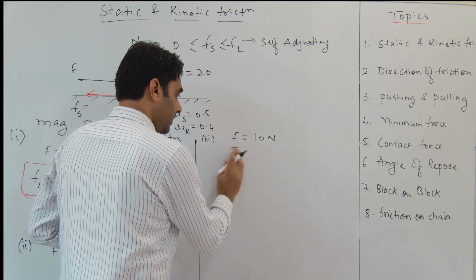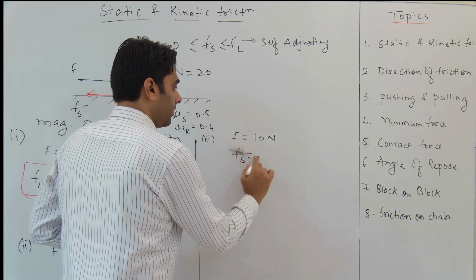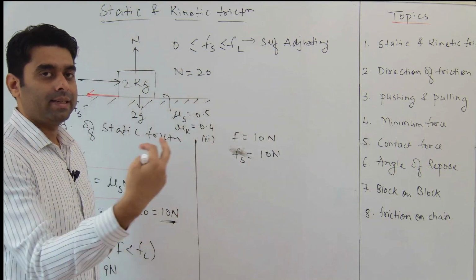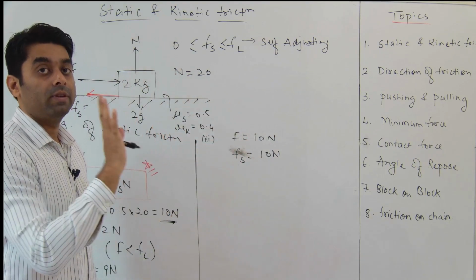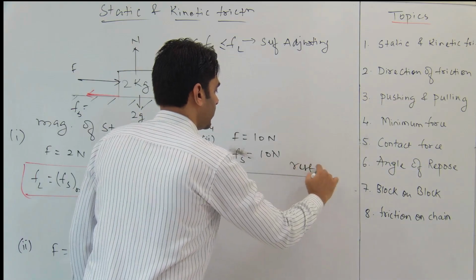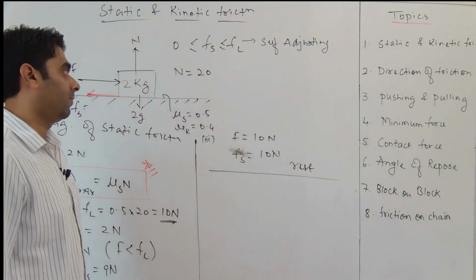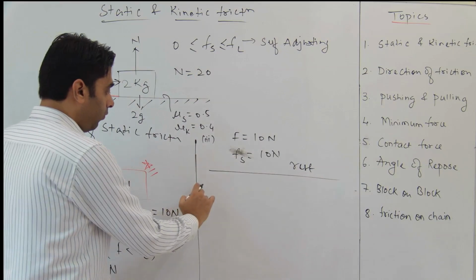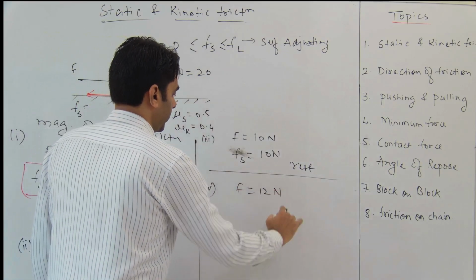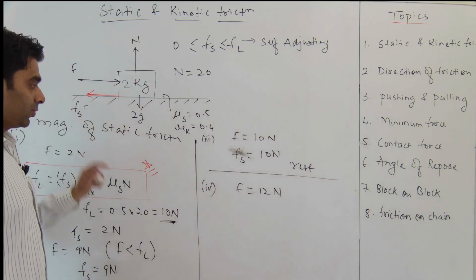So static friction will be 10 Newton. We say the block is ready to move. The terminology used is that the block is ready to move. The block will still remain at rest right now. So till here, the block was at rest and your static friction was acting. Fine. Now, fourth condition. Let's say the external force applied is 12 Newton.